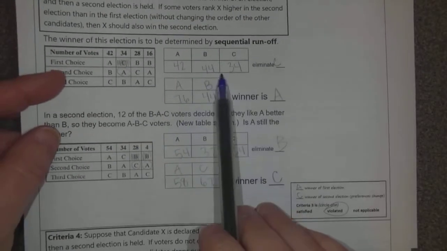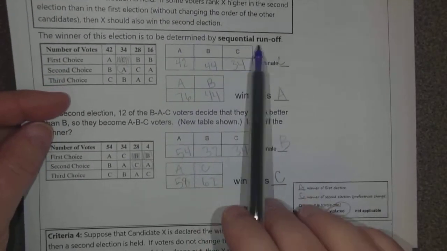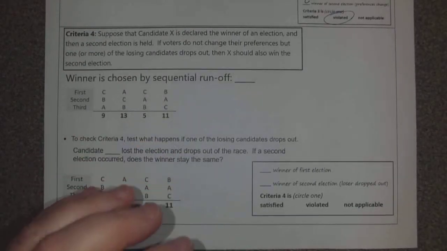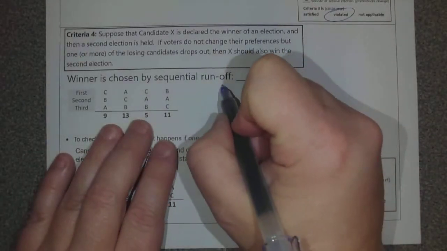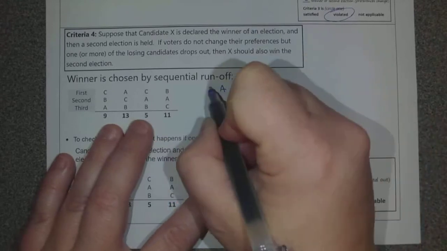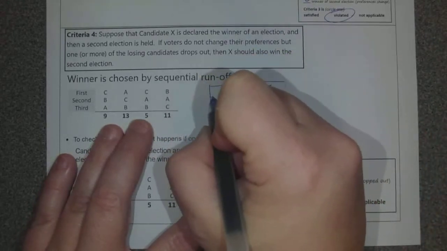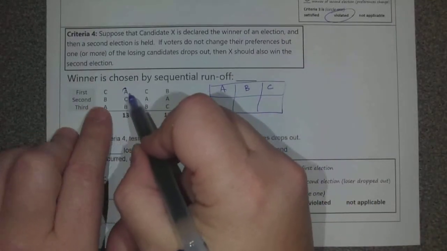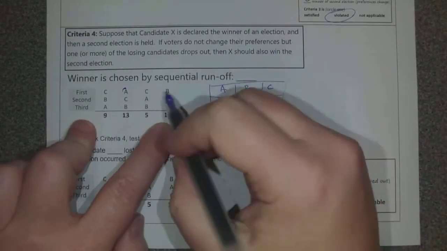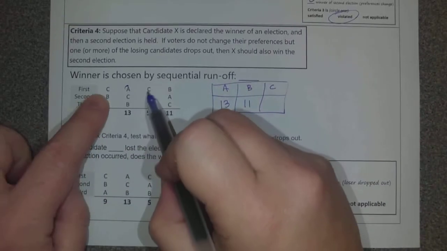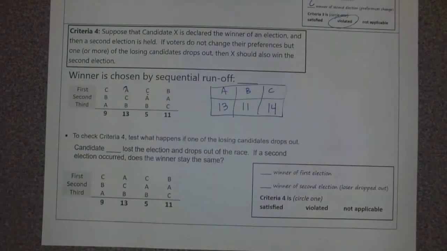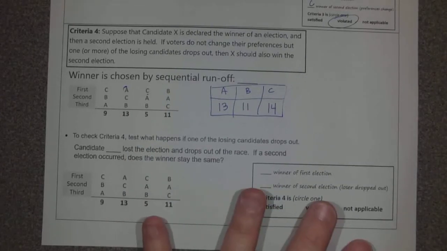Sequential runoff is just like up here on that we just did, where we run them all together and we drop off the person who got the least amount of votes. So we're going to start with our A's, our B's, and our C's and run those first place votes and see what happens. So first place winners here, A will be 13, B will be 11, and C is a total of 9 and 5, which is 14. So the person who won by first place votes in the first election is C.